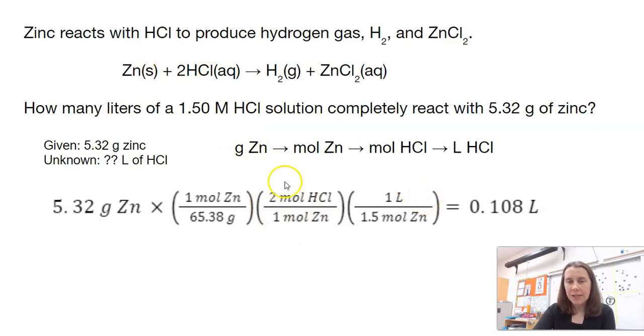All right, and then the last step is to go from moles to liters of solution, and we're going to use our molarity. So remember that 1.5 molar means 1.5 moles in 1 liter. All right, so then I just do my math. Multiply everything on the top, divided by everything on the bottom, and you get 0.108 liters of HCl solution.